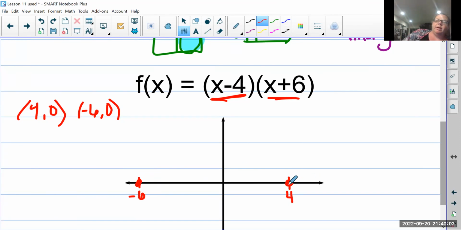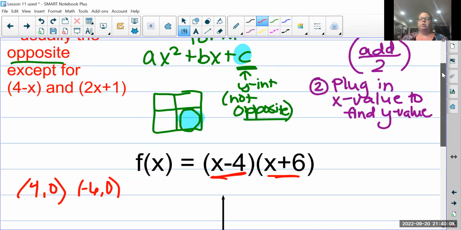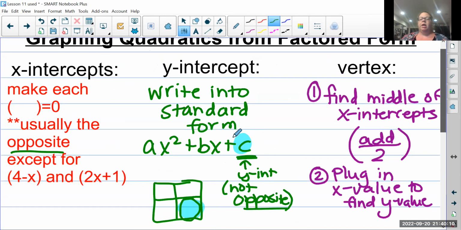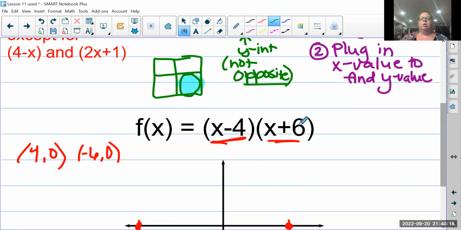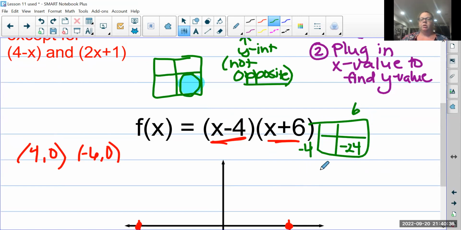All right, now we're going to do the y-intercept. Remember, the y-intercept is we are going to write it in the standard form. We only care about the c value, which is coming from this box. Or if you do FOIL, it's coming from the last. So I'm going to do the box with these 2. So if I do the box with these 2, and I only care about this last box here, so that's negative 4 and 6. So it's going to give me a negative 24. So that's my y-intercept is going to be (0, negative 24).